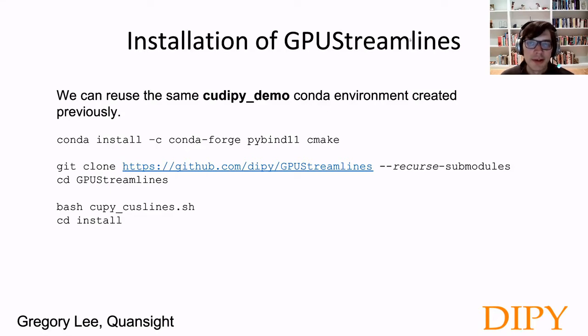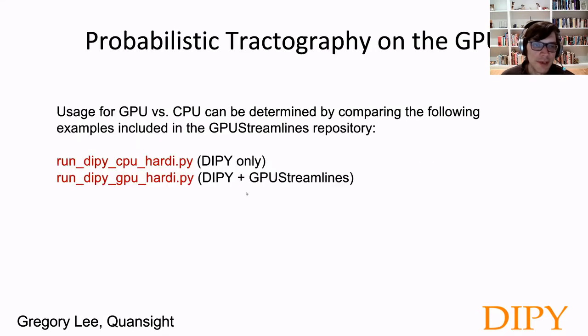To install this package, we could reuse the same cuDIPY demo conda environment we created in part 2. The only things we need to add to that are we need to also install PyBind 11 and CMake so that those can be found when we're building the C++ project. And when you clone this repository, you'll also need to recurse submodules so that some of the PyBind 11 code gets included there. So once you've cloned that repository, you just navigate into that folder, run the installation script via bash, and then it will be installed into a subfolder called install. If you navigate to that folder, you'll find the binary as well as these two example scripts and a couple others.